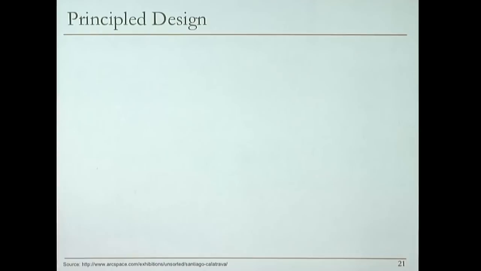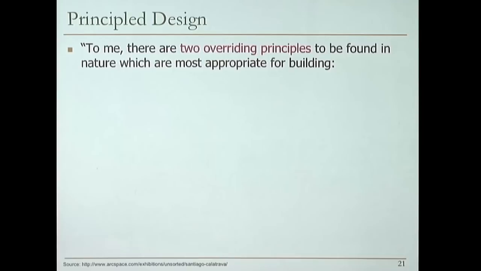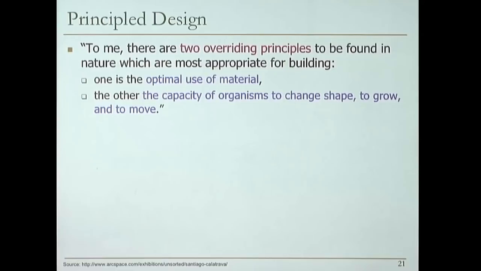Okay, so principled design. Let's look at the principled design in the context of Calatrava's work. Basically, he says, according to me, there are two overriding principles to be found in nature which are most appropriate for building. One is the optimal use of material, and the other, the capacity of organisms to change shape, to grow, and to move. And he actually envisioned that for Oculus, right? The top would open. But he wasn't able to achieve that in the final design because he didn't get enough funding. Somebody said, you cannot do it.